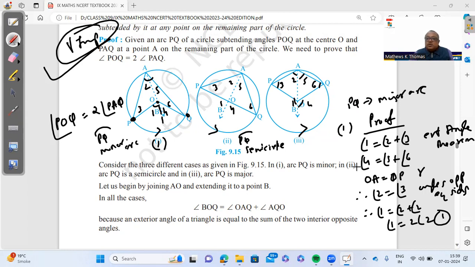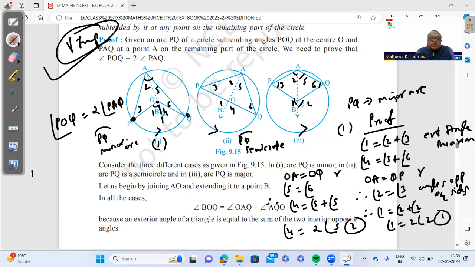I can repeat the procedure here. I can say that OA is equal to OQ, radii. Look at OA and OQ, they are radii. And if OA and OQ are equal, then what can we say? Angle 5 is equal to angle 6, by the same reason, angles opposite equal sides. Therefore, what can we say? 4 is equal to 5 plus 6, so 4 is equal to 5 plus 5. Angle 4 is twice angle 5.